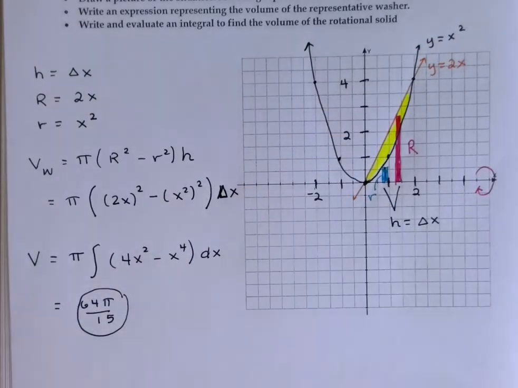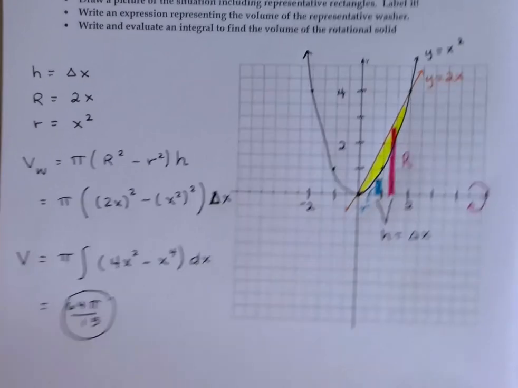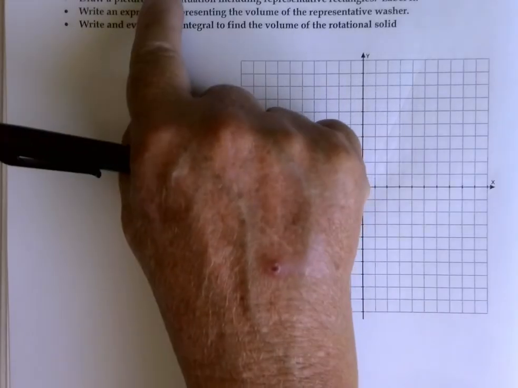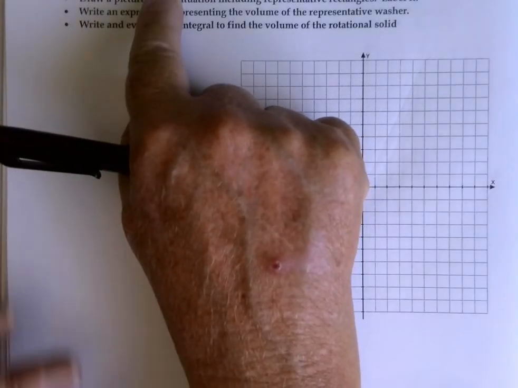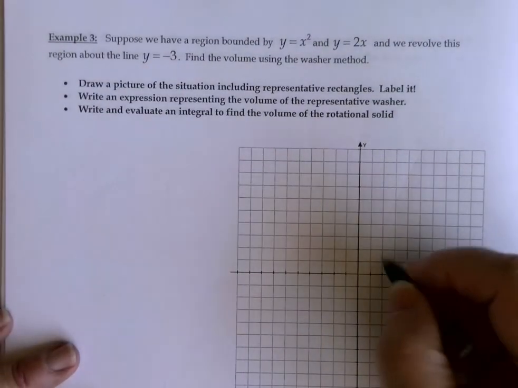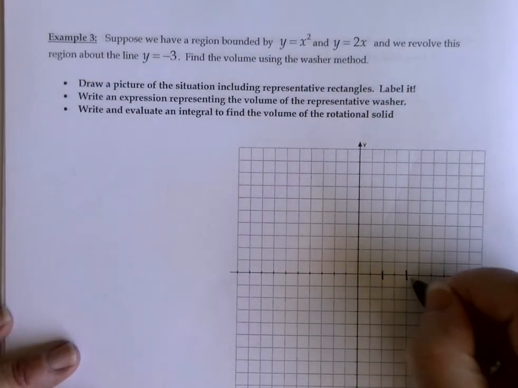All right, we're going to use this graph one more time. And this time, we are going to rotate the region around the line y equals -3. So I know you're sick of drawing this, or I probably should have drawn it for you.